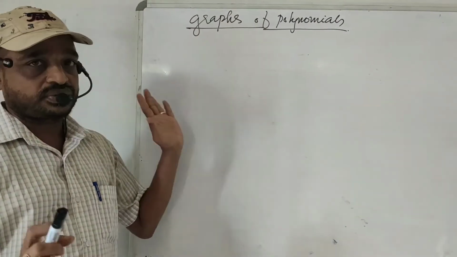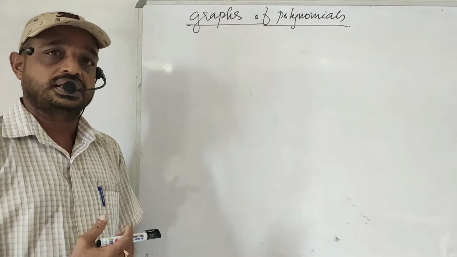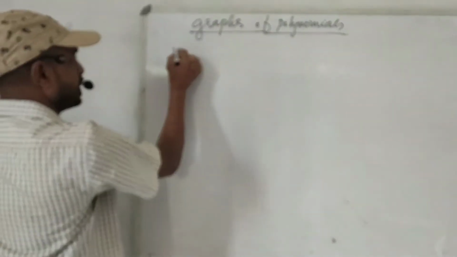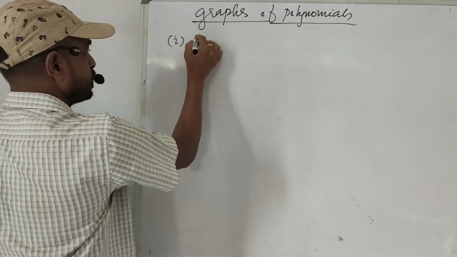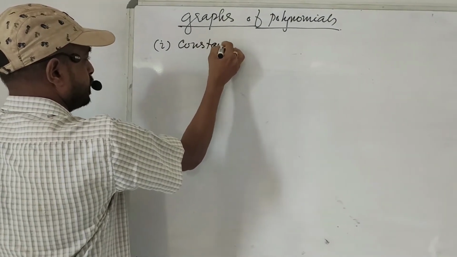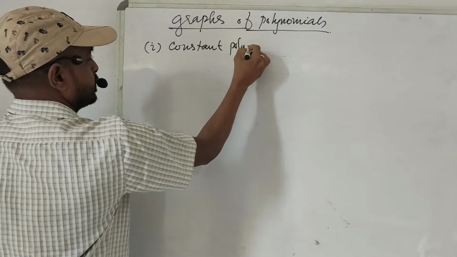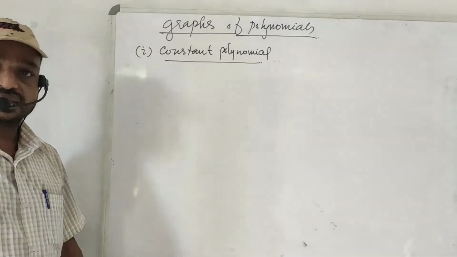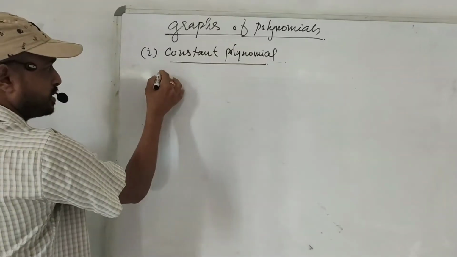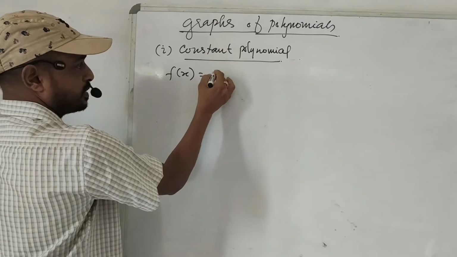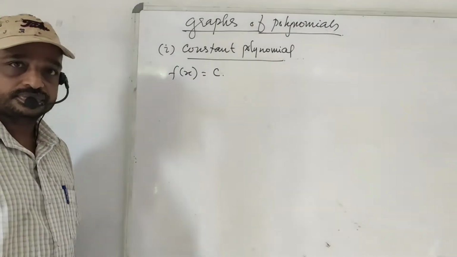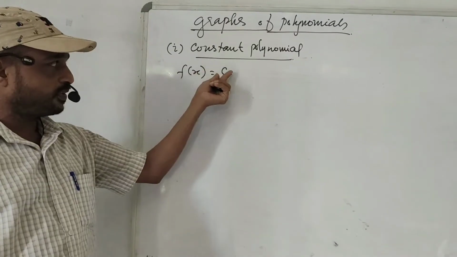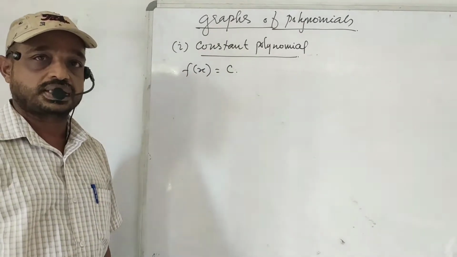Now in this video, what we are going to discuss is how to find the zero of a polynomial graphically. So first of all, let us consider a constant polynomial. We have seen that a constant polynomial is a polynomial of the form f(x) = c, a constant.